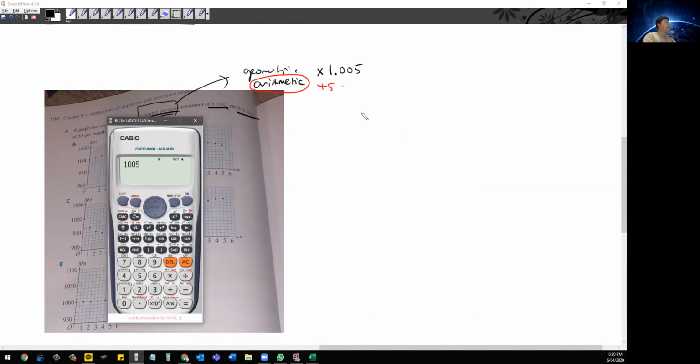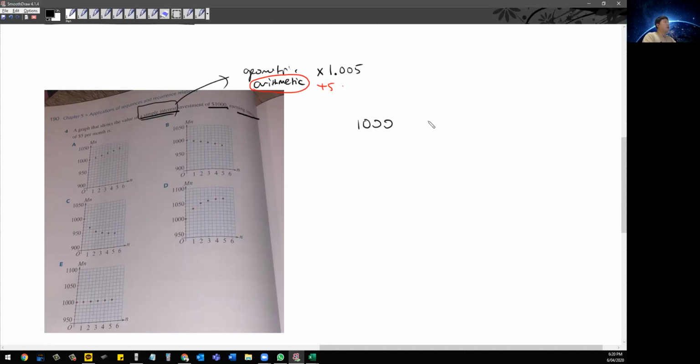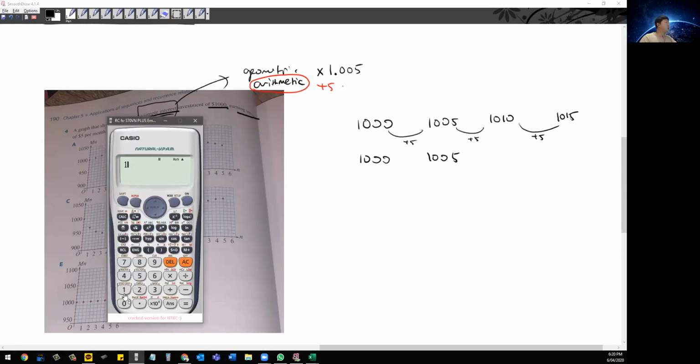So you have 1,000, and then you get 1,005. This is plus 5 there. Plus 5, then how much? 1,010. Plus 5, then 1,015, true? But if you want to do 1,000 times by 1.005, then you get 1,005. And then times by 1.005 again, that's equal to 1,010.025.